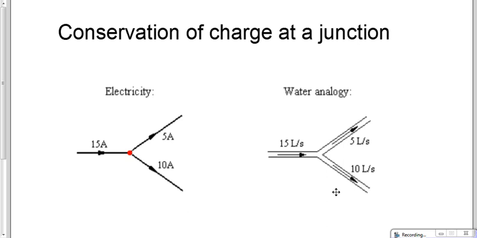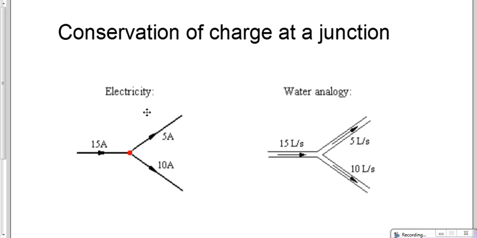There's a nice analogy here for this image that I grabbed of water that would meet at a junction. Maybe you've got multiple hoses outside connected together. If you're putting 15 liters per second into the junction, unless this hose is ballooning out, then we must also be having 15 liters per second leaving that. So the liters per second from each of these hoses has to add up to 15.